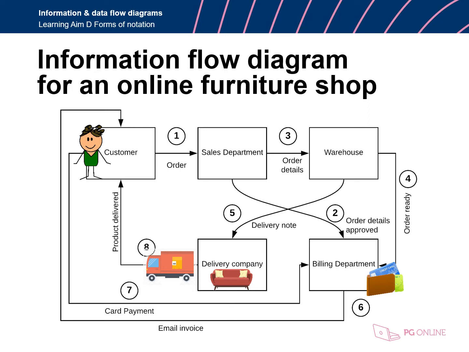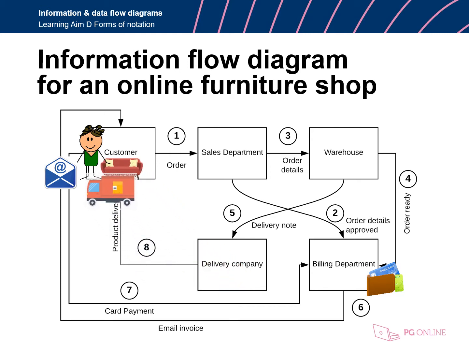So in stage 5, the delivery team will be given a delivery note to take the red sofa to Mr. Wilkinson on a set date. The billing department will inform Mr. Wilkinson that the item is ready to be sent out to him via an email in part 6. This will give him a couple of days' notice to expect the sofa to arrive shortly. And in the final part of our information flow diagram, stage 8, the product will be delivered and Mr. Wilkinson will be happy with his new sofa.